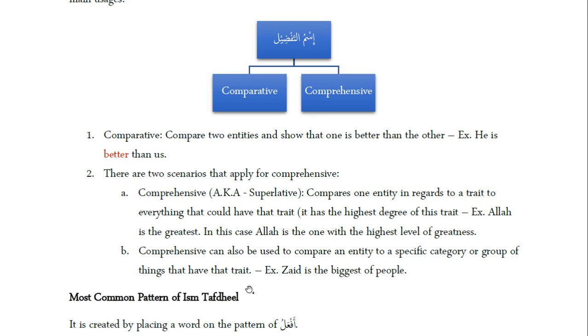In comprehensive, the second scenario, that entity is being compared to a specific group or category of things that have that trait. So example is, Zayd is the biggest of people, right? So out of all the people, Zayd is the biggest. Right? It's now being limited to a category or entity.